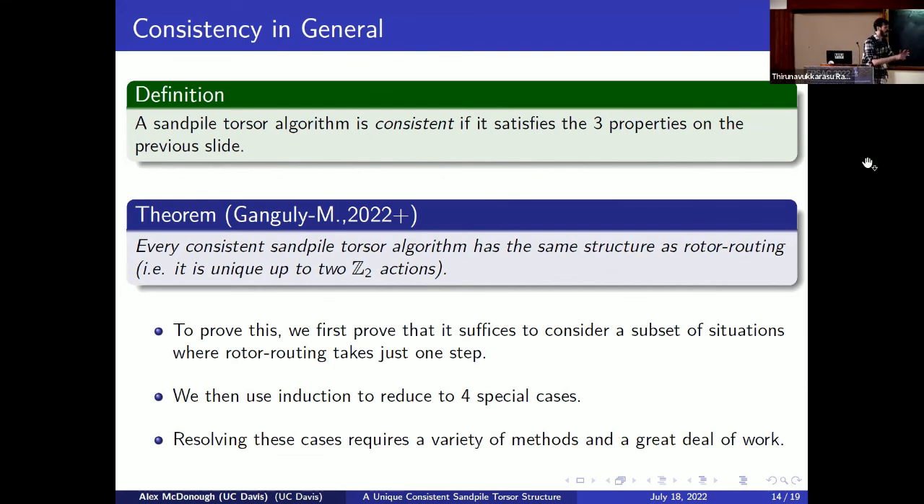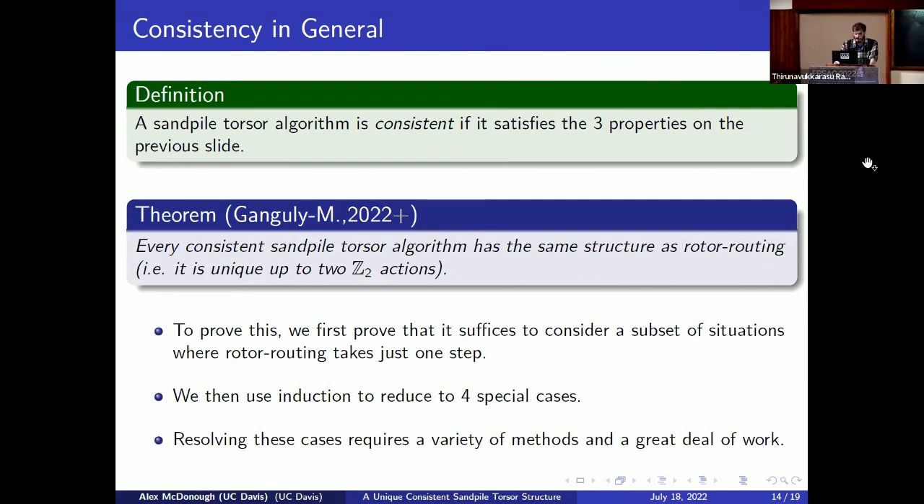We had to find a way of describing rotor routing in general by local moves that would fully describe things. Then we use induction to reduce to 4 special cases. And then it's a nightmare to resolve those 4 special cases. That ended up being a lot of work on its own.